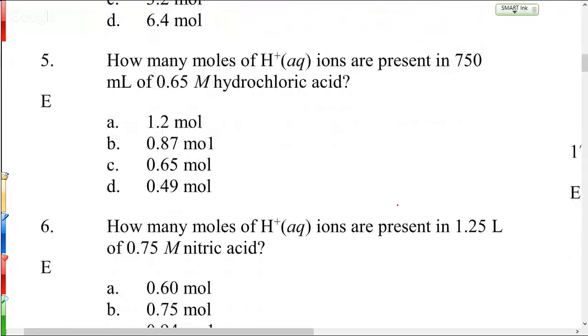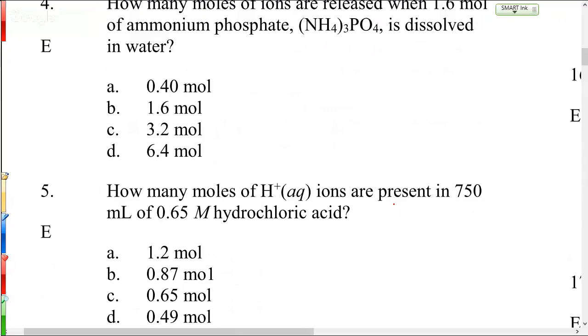All right, so now we take one more step here. How many moles of hydrogen ions are present in 750 milliliters of 0.65 molar hydrochloric acid? So what's the extra step here that we have to deal with? How is this question different from this one? You have to go from molarity to moles. Yeah, so instead of being told a certain number of moles of HCl, we're told a volume and a molarity of HCl. But since molarity is moles per liter and we're given liters or milliliters, we can figure out the number of moles of HCl.